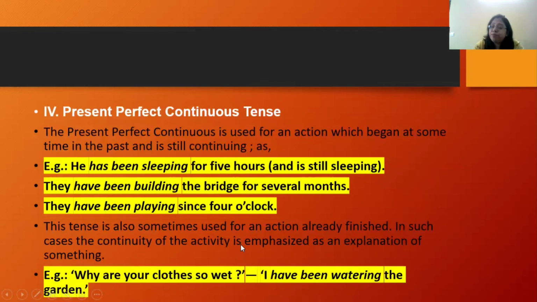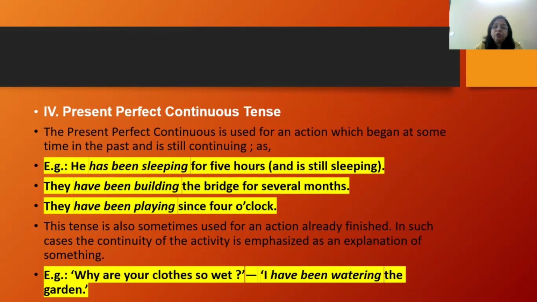Now the last type of present tense is present perfect continuous tense. The present perfect continuous is used for an action which began at some time in the past and is still continuing. For example, he has been sleeping for 5 hours. That means he began the action of sleeping and it is still continuing. That means he is still sleeping. They have been building the bridge for several months. They have been playing since 4 o'clock.